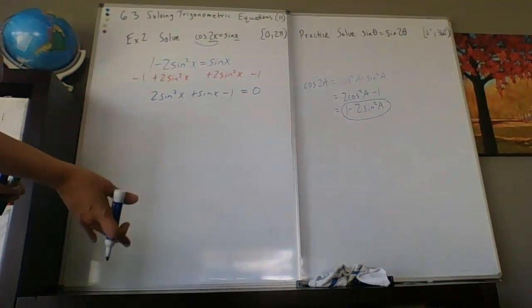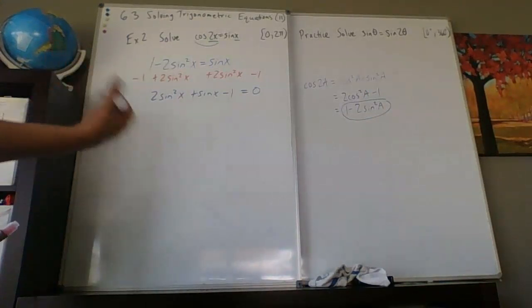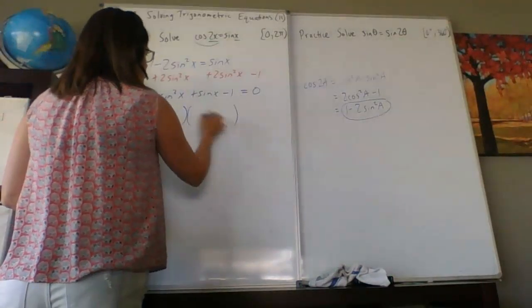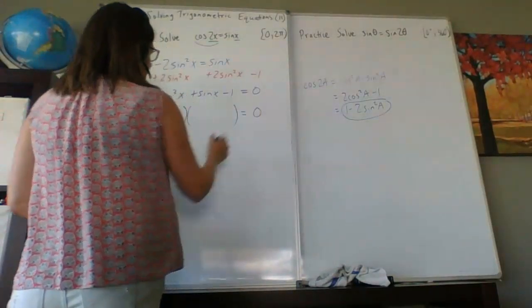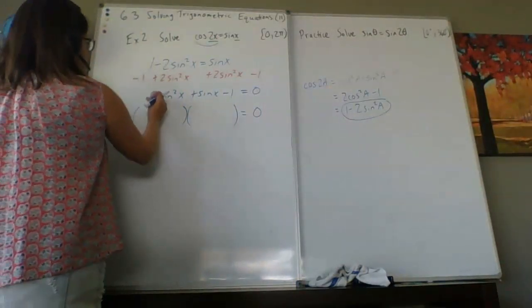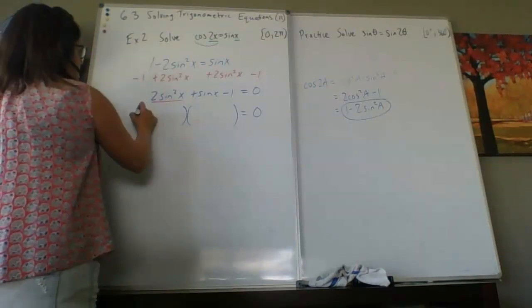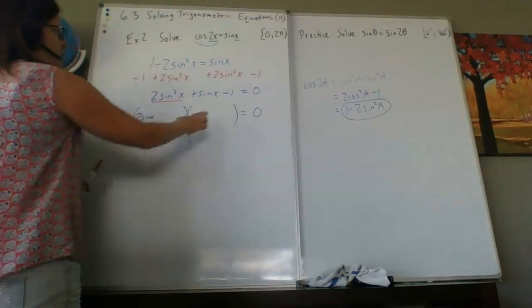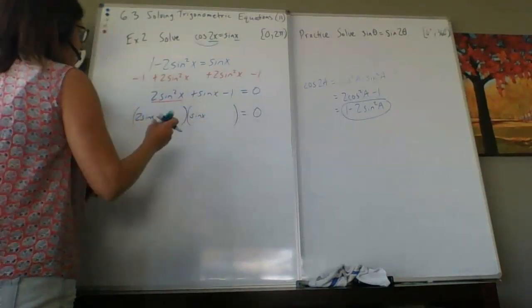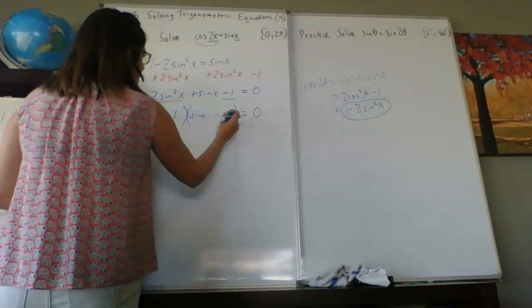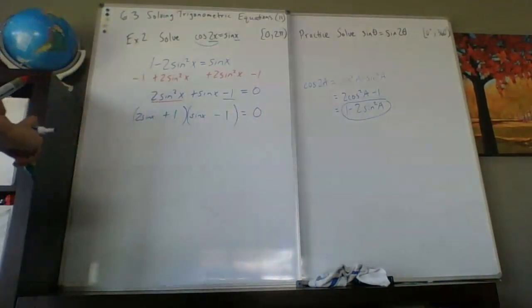Now, I will factor this using guess and check, but if you prefer the star method or factoring by grouping, feel free. But the numbers are so small here that guess and check makes it really nice. So I need two things to multiply to 2 sine squared x. So 2 sine x times sine x, and two numbers to multiply to negative 1. So that's going to be plus 1 and minus 1. We do have to check since we don't know if that plus 1 or minus 1 is correct.